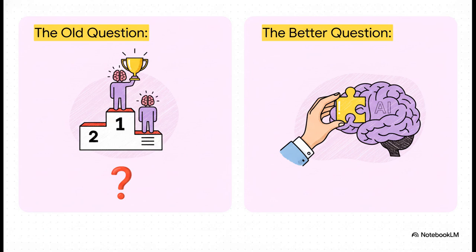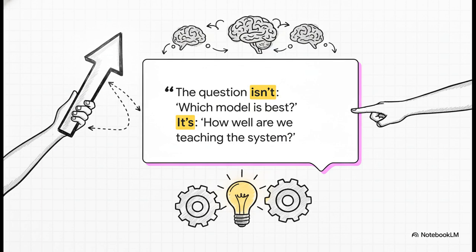So this brings us to a huge shift in how we should be thinking about all this. For so long, we've been stuck asking the old question, which model is best? But a much, much more powerful question is, how well are we, the users, teaching the system? This completely reframes the whole thing. The responsibility shifts from just the tool to the person who's actually using it. It puts the focus on our skills, like how we write our prompts and the context we provide. And that change in question, that's everything.